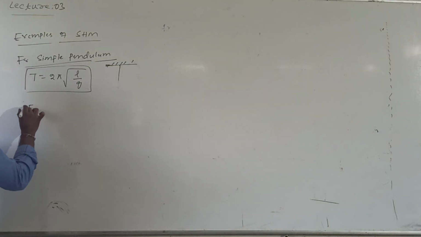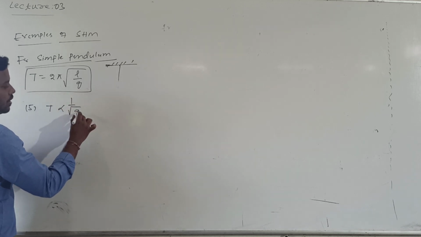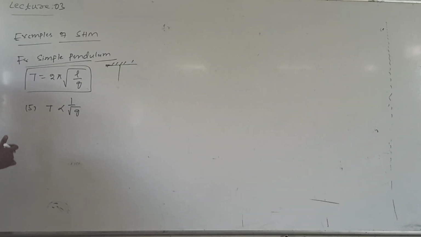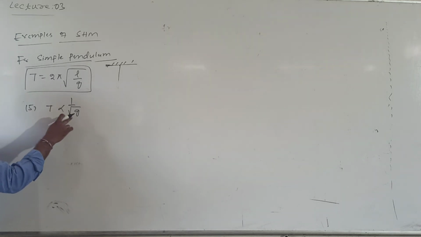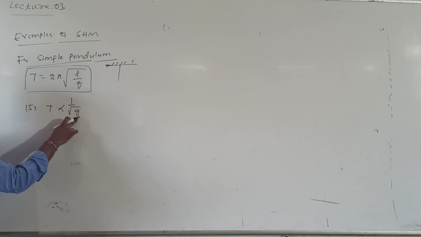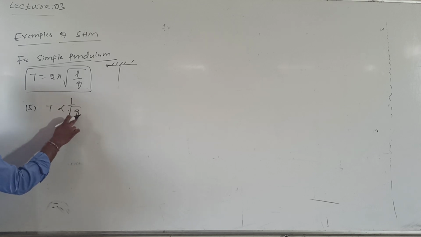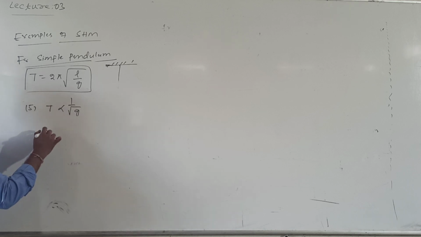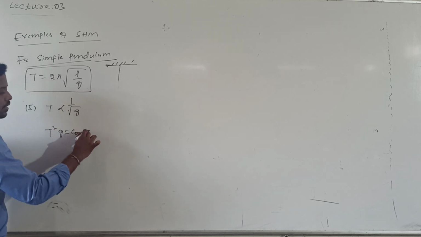So point number 5. From the equation, T is inversely proportional to root g. Here also I can use the same method if you want to calculate the percentage of change in time. Whenever they give a percentage of increase or decrease in g, you can calculate T. T is inversely proportional to root g. That is, with increasing g value, what happens to T? Decrease. So from this, T square into g will be constant.